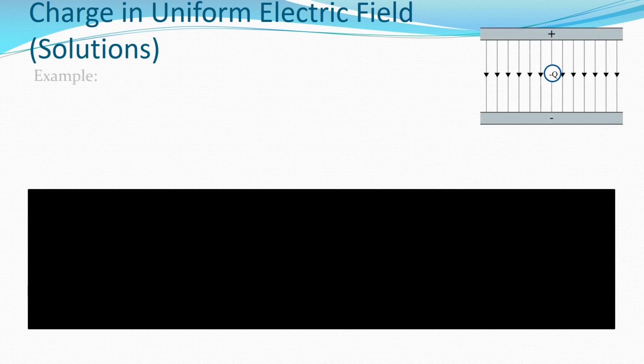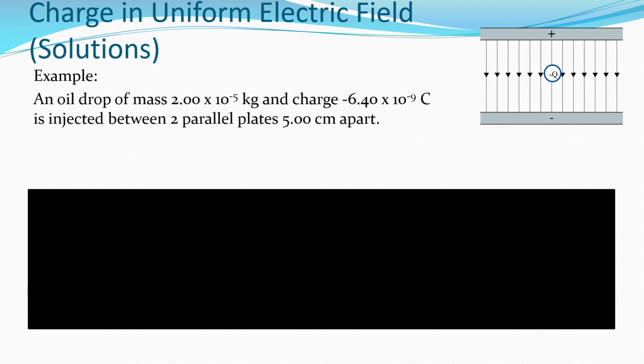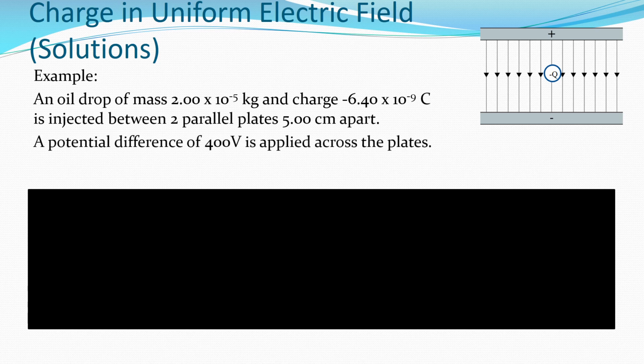So we have our charge placed within a uniform electric field. We're told that the oil drop has a mass of 2 times 10 to the negative 5 kilograms and a charge of negative 6.40 times 10 to the negative 9 coulombs. And we're told it's injected between the two parallel plates 5 centimeters apart. We're going to have to convert that at some point. A potential difference of 400 volts is applied across the plates. And for the first part, we need to calculate the electric field strength.